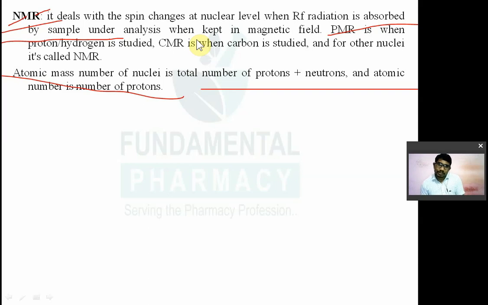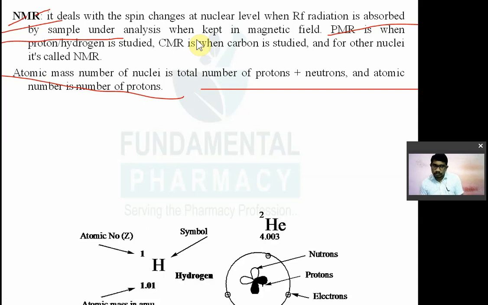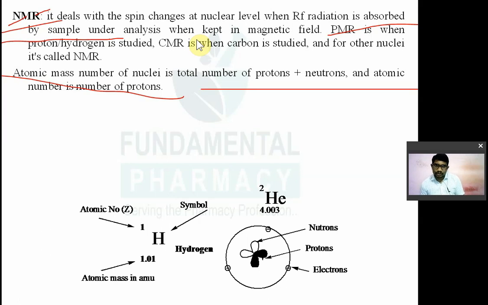So what is the atomic mass of your atom? The atomic mass of your atom is composed of protons plus neutrons. What do you mean by atomic number? The number of only protons is known as the atomic number. Protons plus neutrons are nothing but the atomic mass.